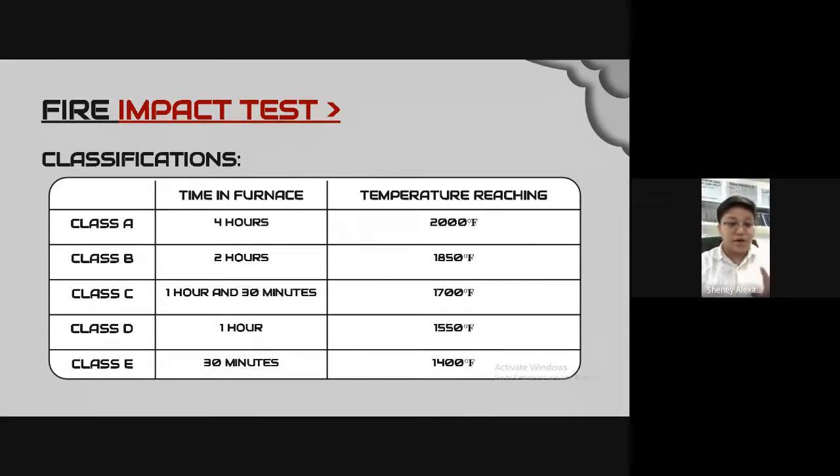The classifications are the same as the second test, in which for class A, we have 4 hours with the temperature reaching around 2000 degrees Fahrenheit. Class B is 2 hours with 1850 degrees Fahrenheit. Class C is 1 hour and 30 minutes with 1700 degrees Fahrenheit. Class D is 1 hour with 1550 degrees Fahrenheit. And last, Class E, which is 30 minutes with 1400 degrees Fahrenheit.